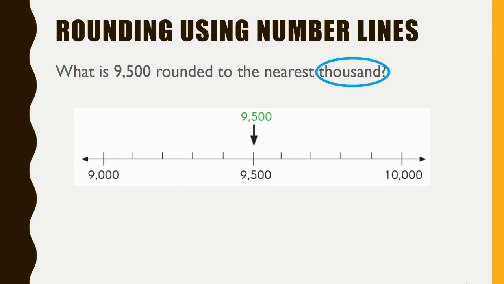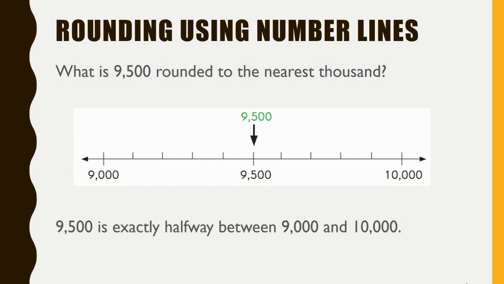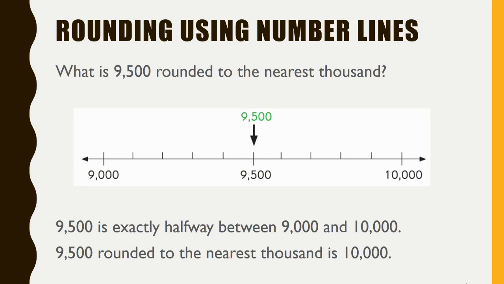Once I have done this, I should notice where 9,500 is in relation to 9,000 and 10,000. I should notice that 9,500 is exactly halfway between 9,000 and 10,000. When this happens, the rule of thumb is to round up, meaning that I'll always go to the higher place value and not to the lower one. That means that 9,500 rounded to the nearest thousand is 10,000.